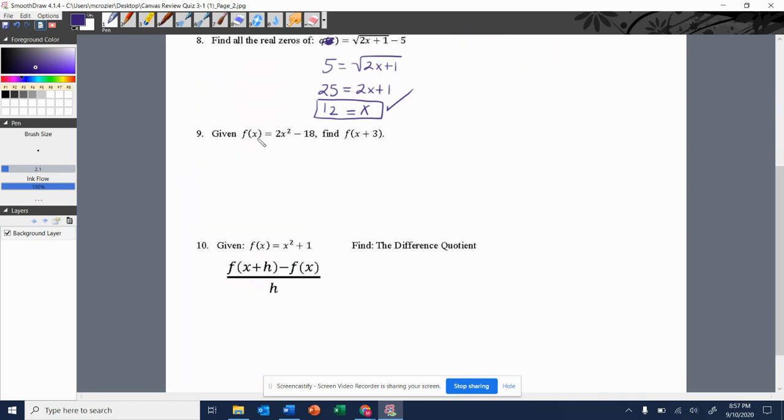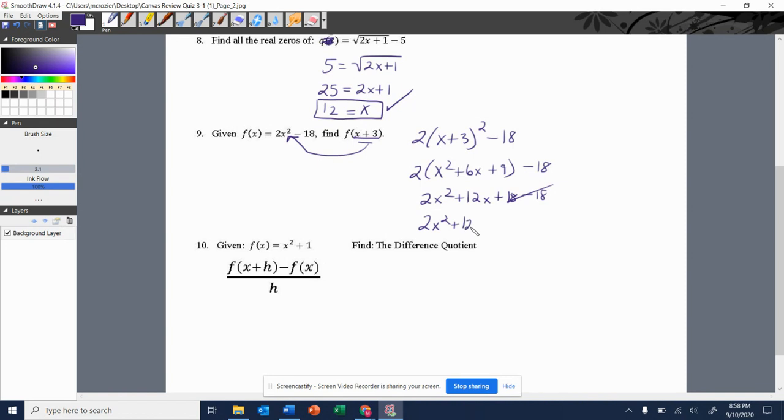Number 9, given f of x is 2x squared minus 18, plug in this right there, and it looks like 2 times x plus 3 squared minus 18. Well, that's a perfect square. That's x squared plus 6x plus 9 minus 18. Distribute. Simplify, gone. 2x squared plus 12x. F of x plus 3 is 2x squared plus 12x. We're not solving an equation. We're just simplifying what we can do.